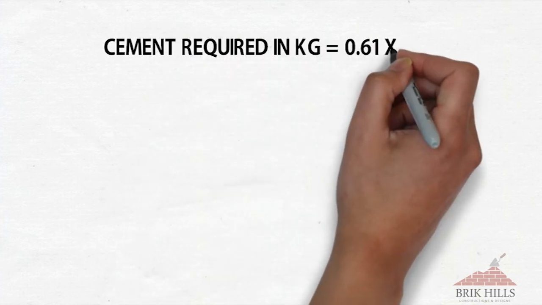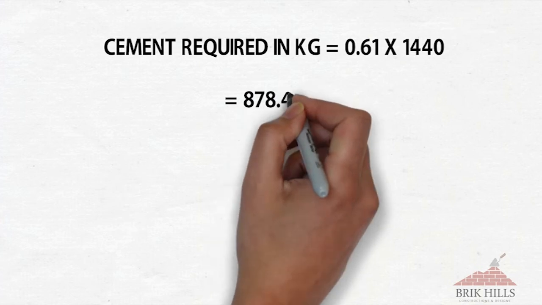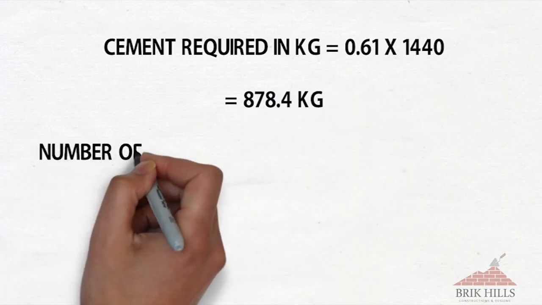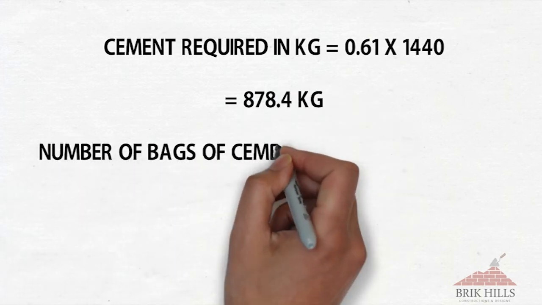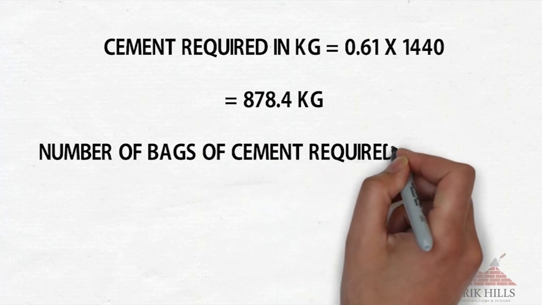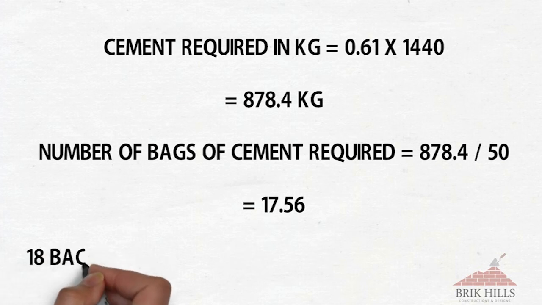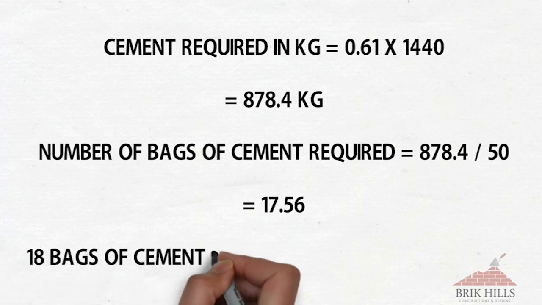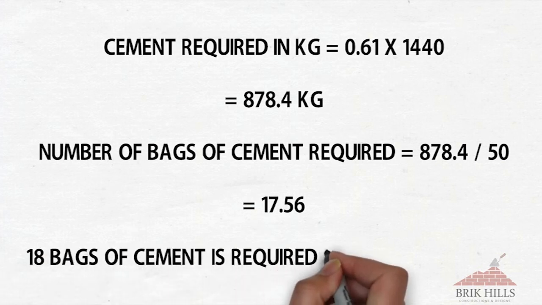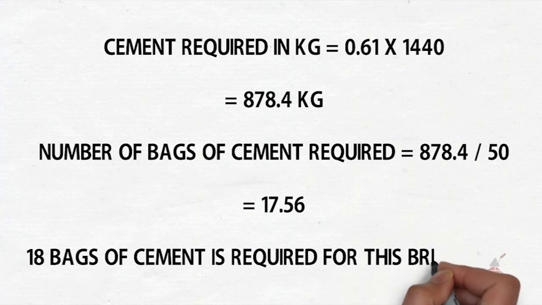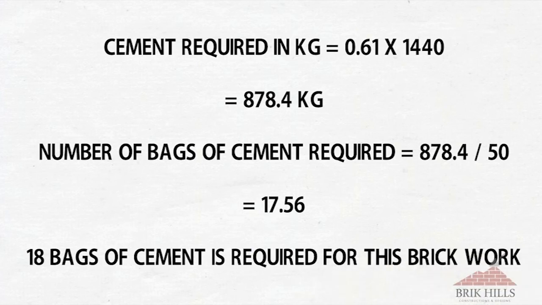Cement required in kilogram equals 0.61 into 1440 equals 878.4 kilogram. Number of bags of cement required equals 878.4 divided by 50 equals 17.56. Therefore 18 bags of cement are required for this brick work.